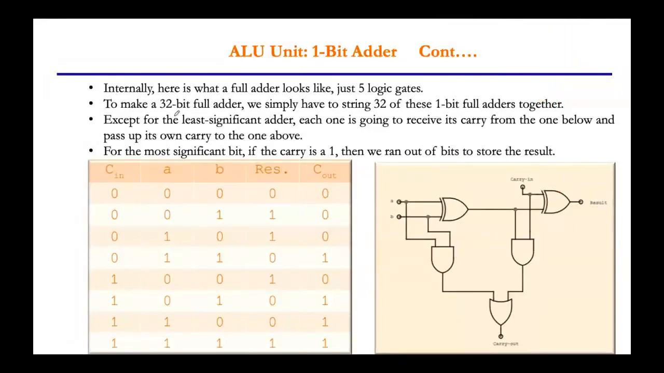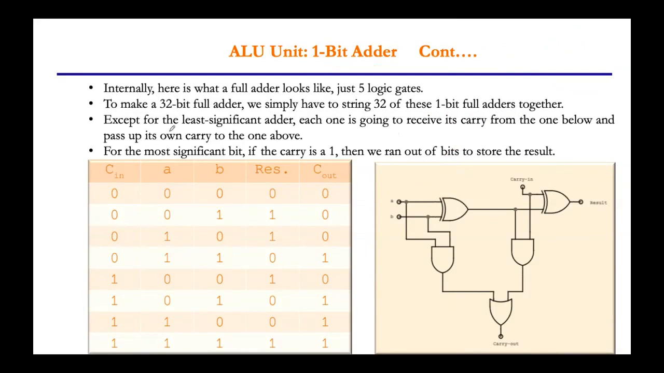So let us see here, to make a 32-bit full adder, we simply have to string 32 of these 1-bit full adders. If it is only 1 bit, we have only one adder here. A 32-bit full adder means there are 32 adders. So we use 32 parallel blocks, multiplied with your 5 gates, and it gives the complete ALU unit with a 32-bit full adder.